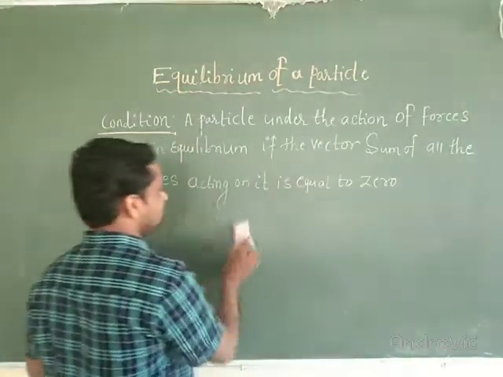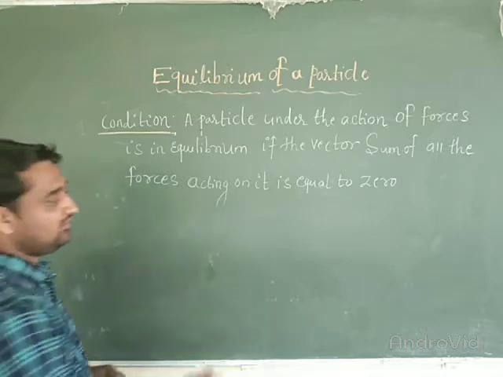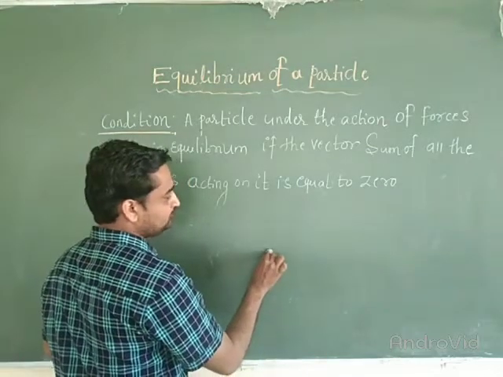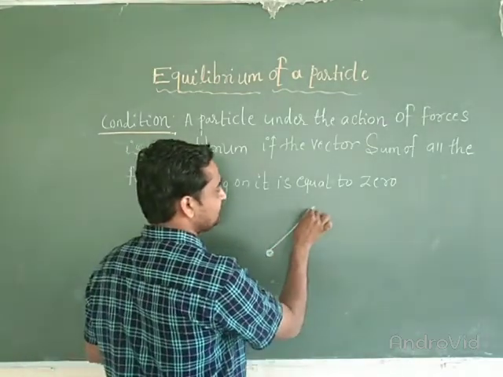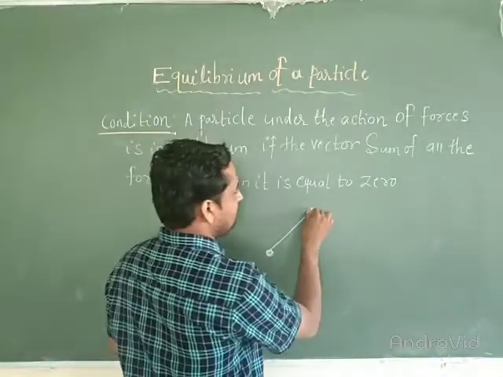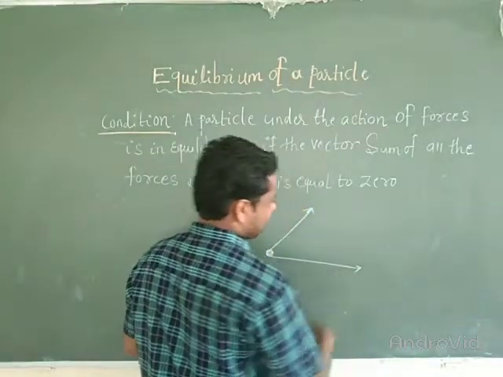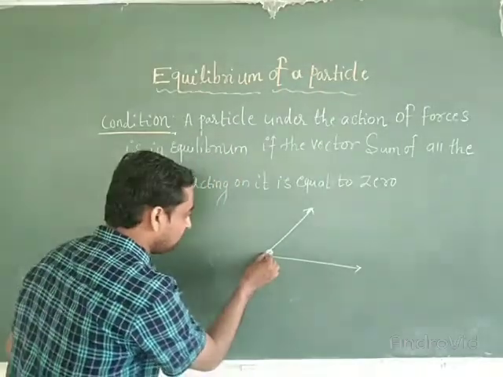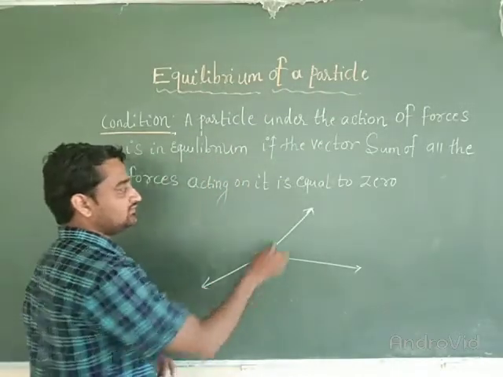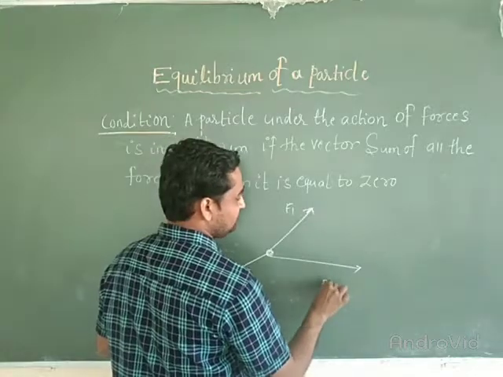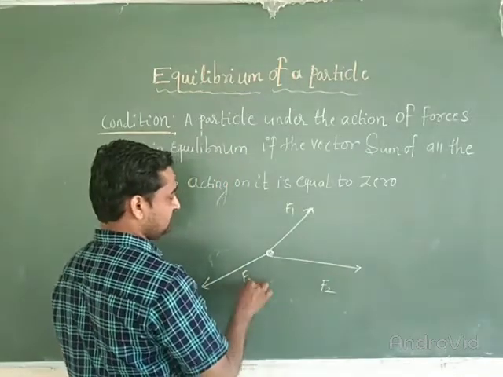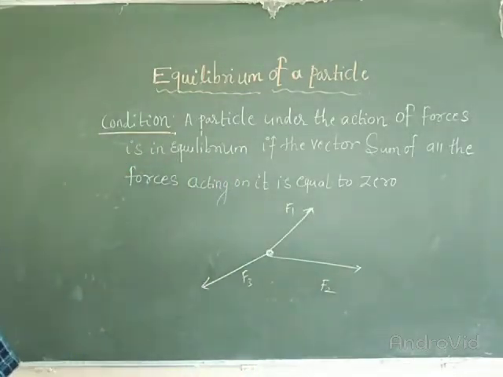Consider three forces. For example, here is the object, one force acting in this direction, another force acting in this direction, and the third force acting in this direction. So this is F1, this is F2 and this is F3. The three forces are acting on the object here, right?